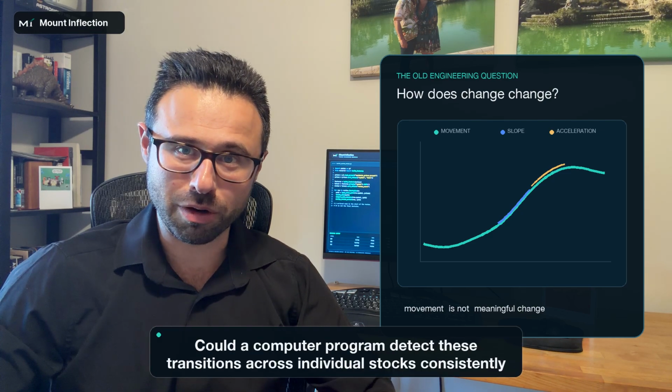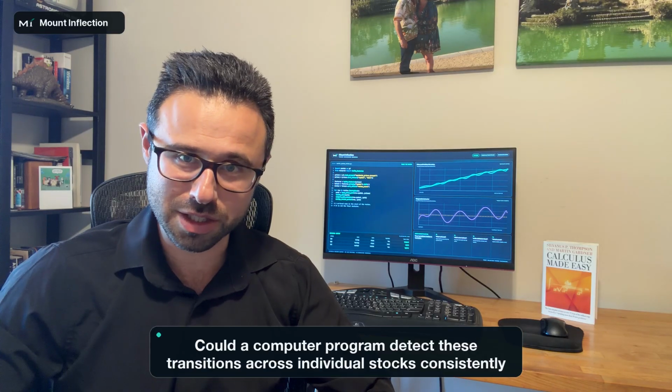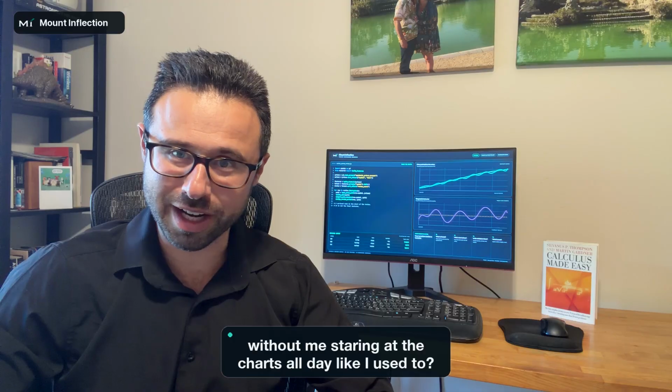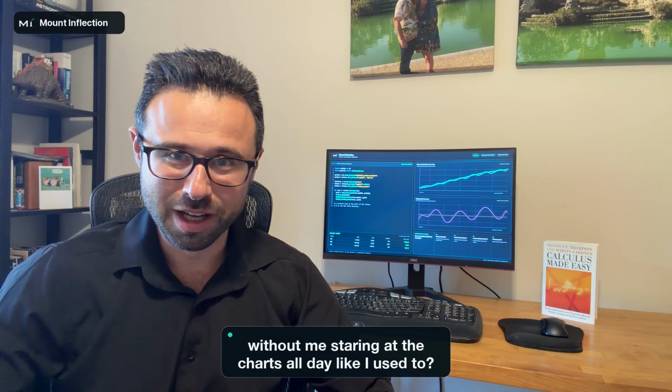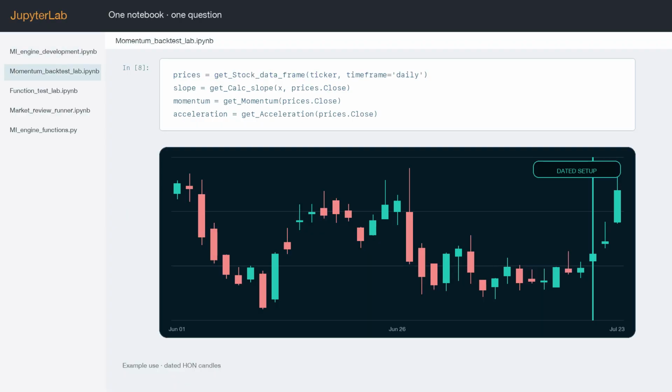Could a computer program detect these transitions across individual stocks consistently without me staring at the charts all day like I used to? So I started building Jupyter notebooks. At first, each notebook answered one question. Could I calculate this exact behavior I was looking for? Could I identify when the move was strengthening? Could I identify when it was losing force? And could I separate a real change from ordinary noise?